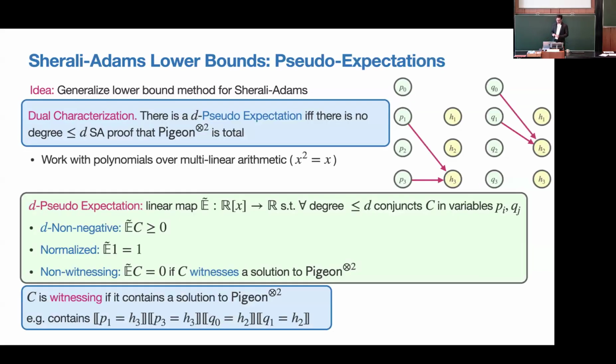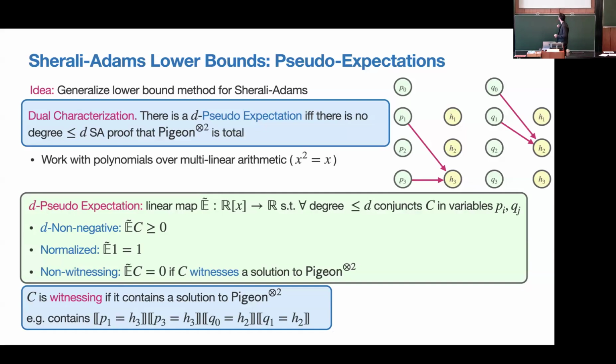So what do I mean by it doesn't witness a solution? Well, I'm going to say that a conjunct witnesses a solution if it contains the indicator of a solution to this pigeon squared problem. So it contains the indicator of two pigeons mapping to the same hole in both cases.